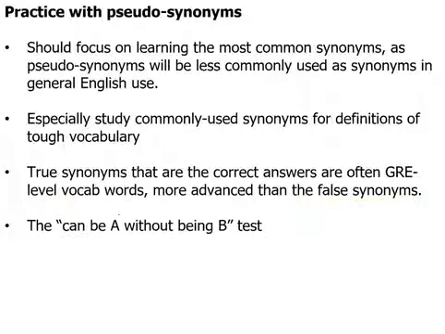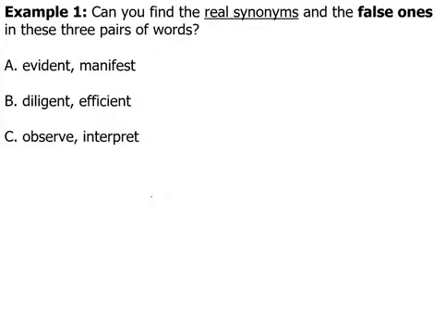And above all, remember the "can something be A without being B" test. If something can be described as one word without necessarily also being described as the other word, then those two words are likely pseudo-synonyms. With that in mind, let's go through some example exercises.